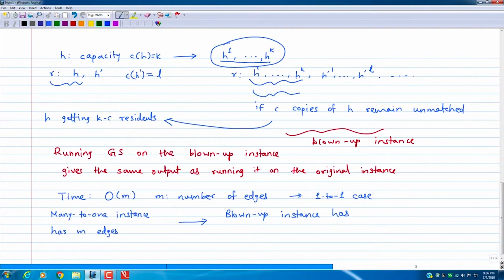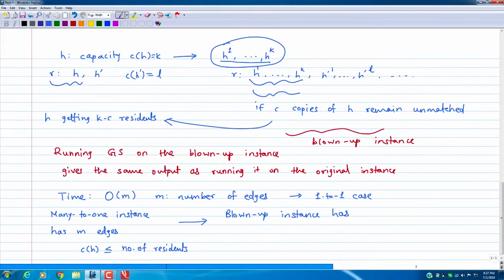Right? So if we assume an upper bound on the capacities, what is the maximum capacity a hospital can have? CH, but then it cannot be more than the number of residents, right? Because there is no point in having more capacity than the number of residents available. So we can assume that CH is at most n, less than or equal to the number of residents.